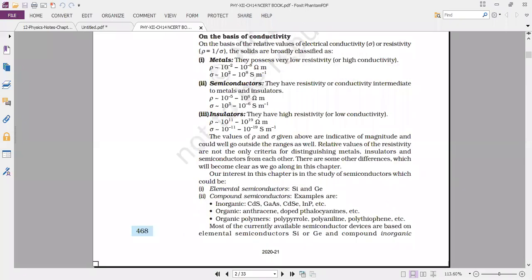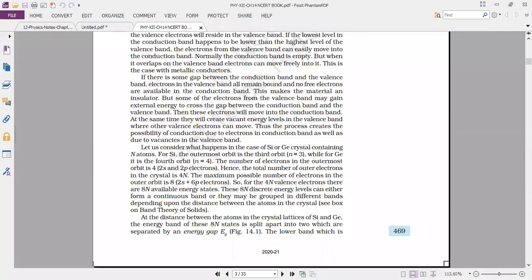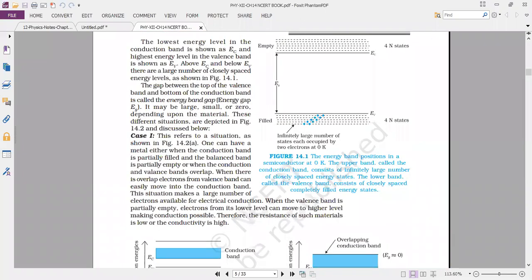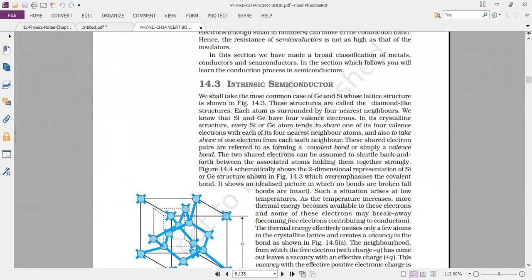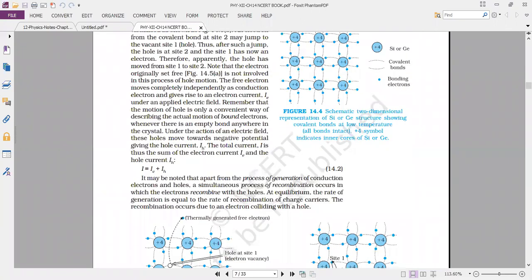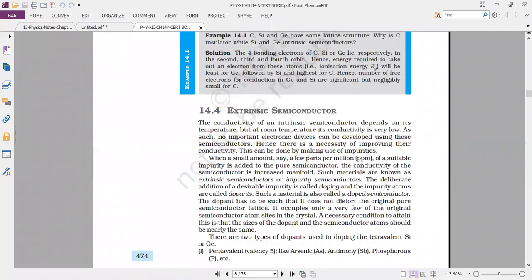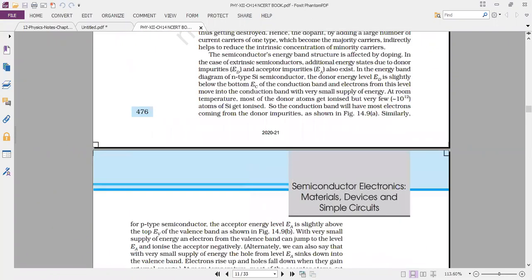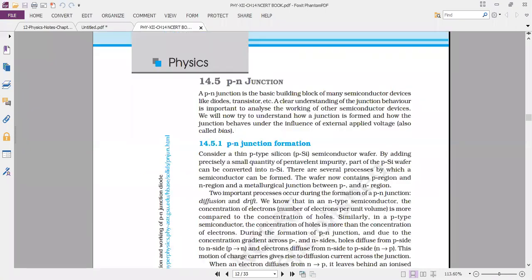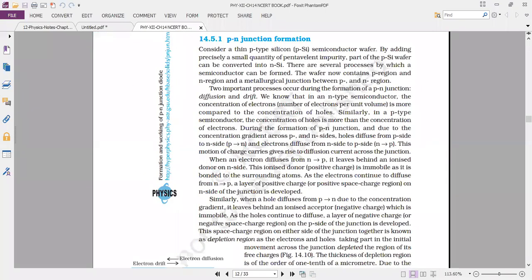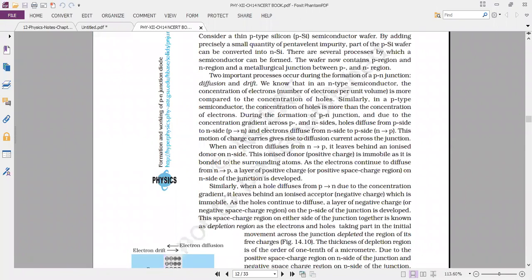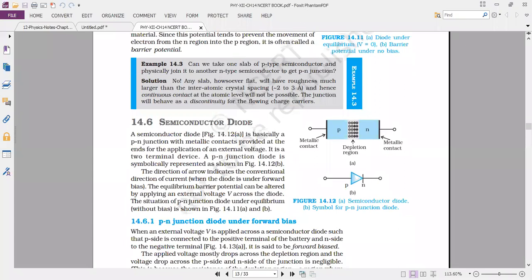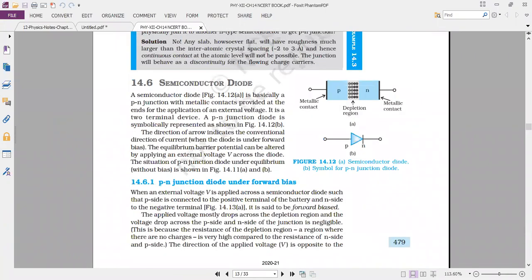Introduction, classification, next energy band, intrinsic semiconductor, extrinsic semiconductor, p-type semiconductor, n-type semiconductor, p-n junction. The formation of p-n junction is different. After the formation, we discussed semiconductor diode, p-n junction forward bias, p-n junction reverse bias.